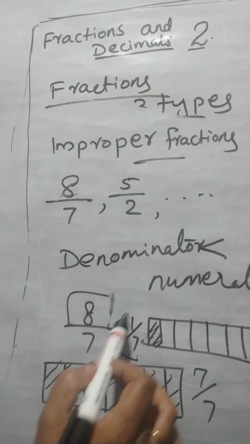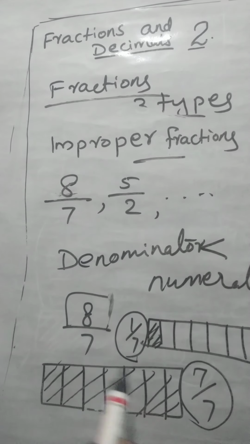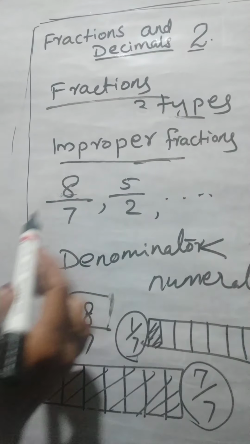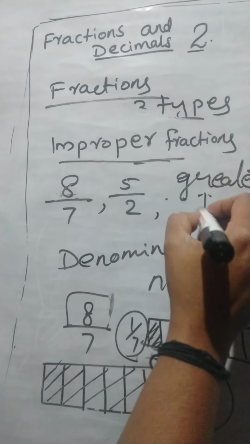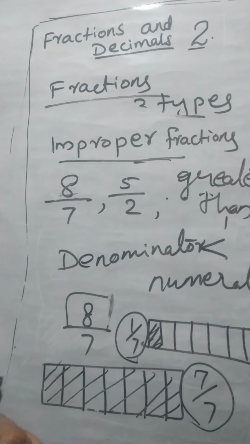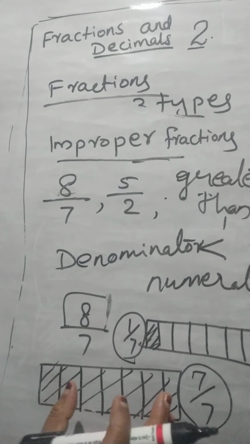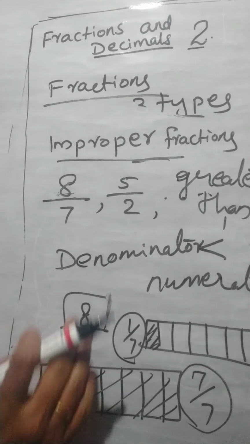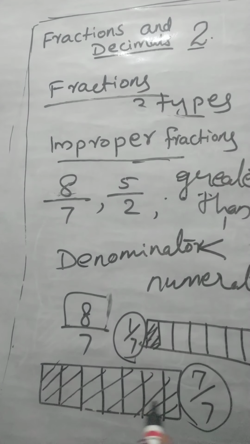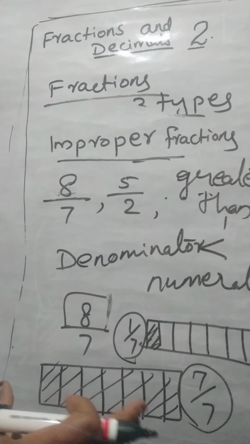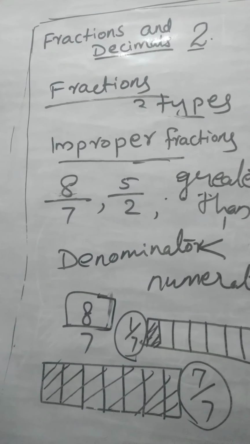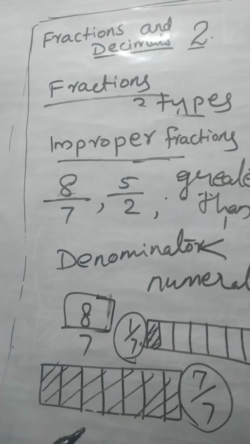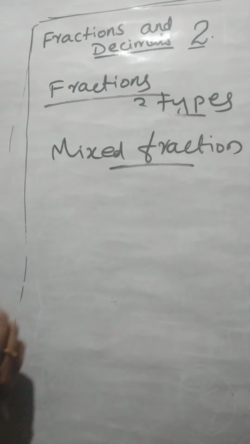So we can say the value of improper fraction is always greater than 1. That means you are getting a complete one cake and extra pieces also. So here you got 7 pieces completely. Next one more piece you got there. That is represented by improper fraction. Next one, mixed fraction.